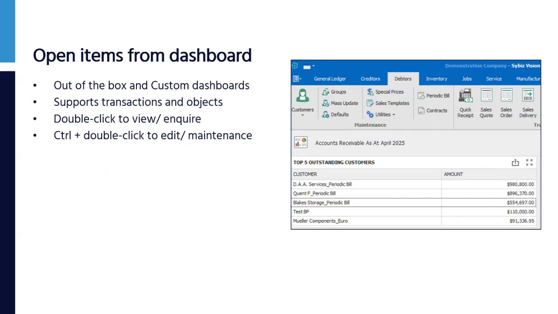We now have the ability to open items from the dashboard. Some may prefer to call that drill down. What we describe as objects are things like customers and products, and transactions are pretty obvious. But when you have a dashboard, whether it's a custom dashboard or an out-of-the-box dashboard, where you are at the level within that dashboard, like the example on the screen shows some customers, I can drill down into those customers.